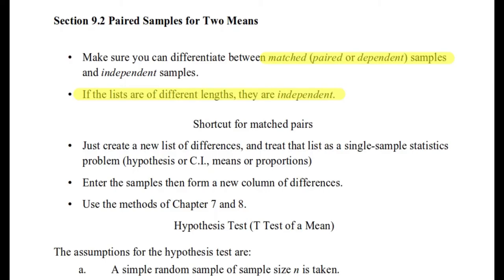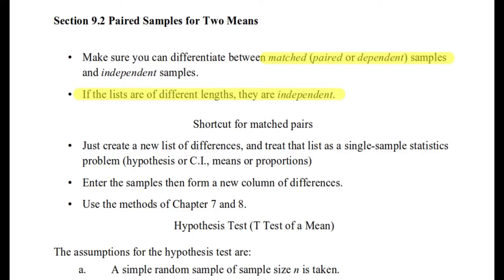And if they are the same length, you have to be sure that they're matched in some way. We're going to see an example where we're talking about a single patient at two different times as they recover from a heart attack. Now, if you are talking about matched pairs, so that's where we are right now, then there is a shortcut, and that's basically taking you back to chapters 7 and 8. We form the differences, and then we do the single sample statistics, whether it's a hypothesis test or a confidence interval, for that list of differences.